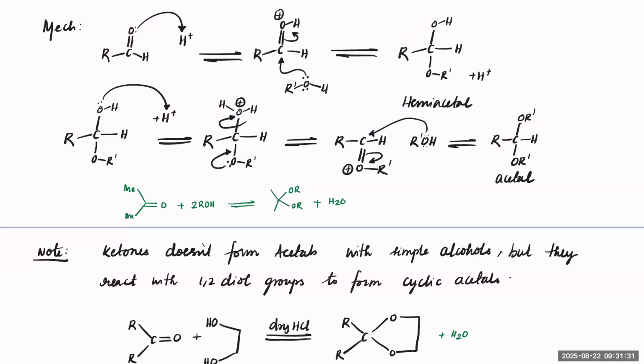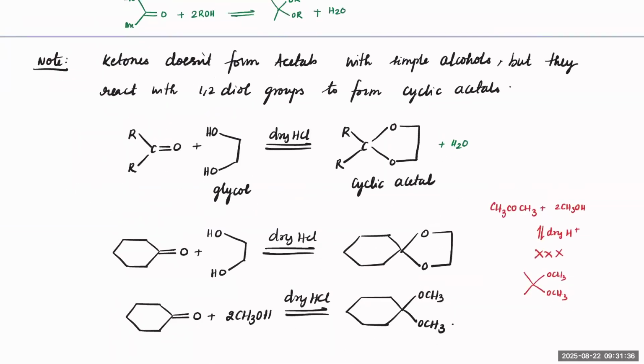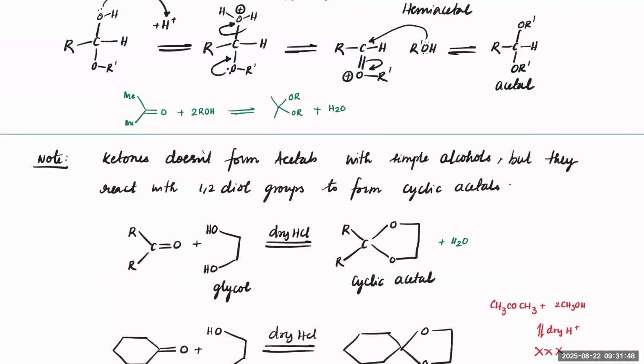Clear? Yes sir. Right. So you can see this now. Ketones do not form acetals with simple alcohols, but they react with 1,2 diol groups to form cyclic acetals. Okay. Because if you take a ketone like this, with 2 moles of alcohol, and you are trying to get this form here, it is highly in the backward direction, beta, even if you take an excess amount of alcohol. Okay. And one of the reasons why it is happening is the entropy factor. Because, see, what is it that you are doing? You are trying to make one OR bond at the expense of breaking a pi bond here, correct?